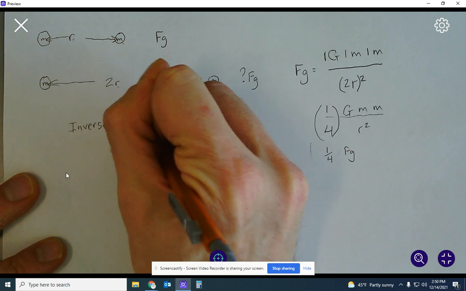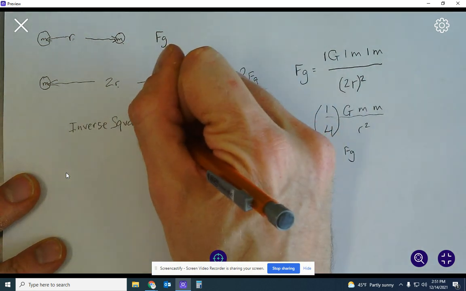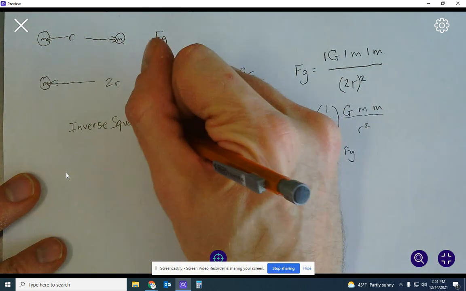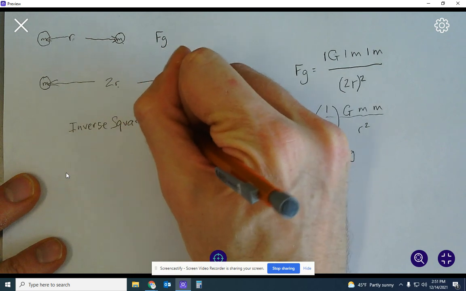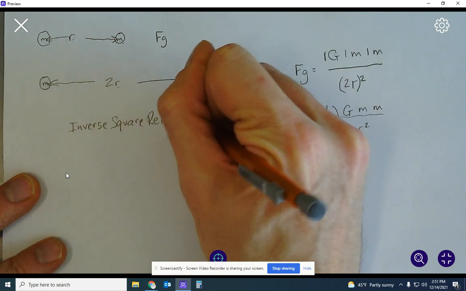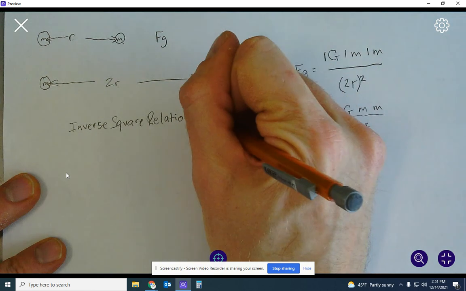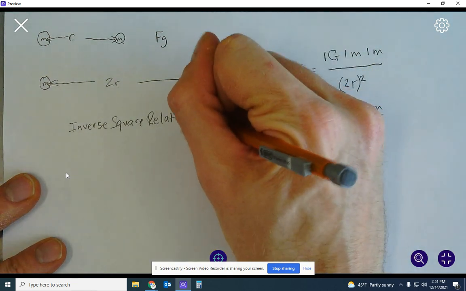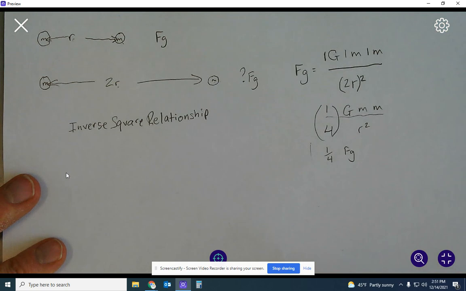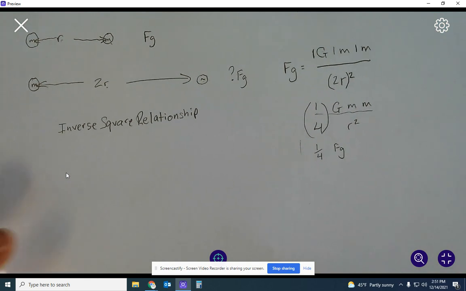And nature has tons of these. It happens with light, it happens with gravity, it happens with electricity, electric force. So nature loves this inverse square relationship. It's the story of an expanding sphere. The surface area of a sphere would increase fourfold when you double the distance. So that's sort of what's happening here.